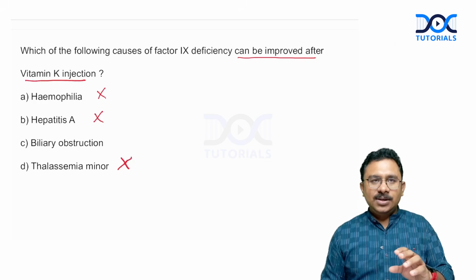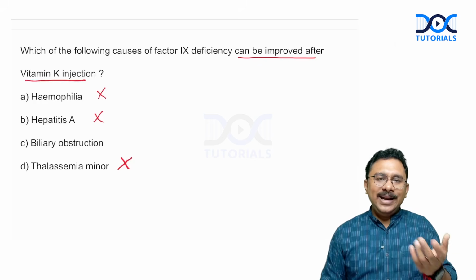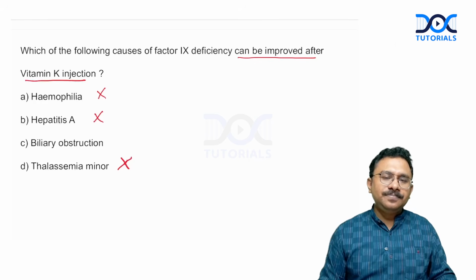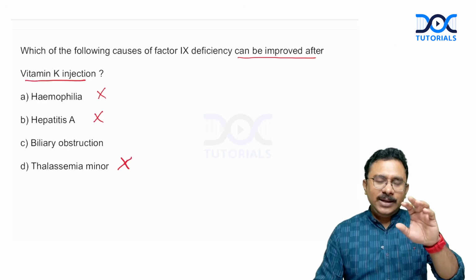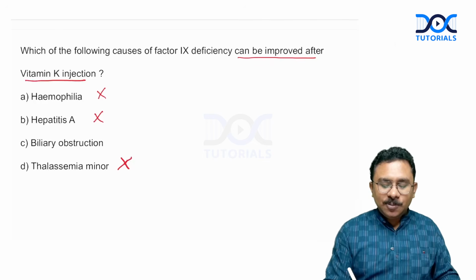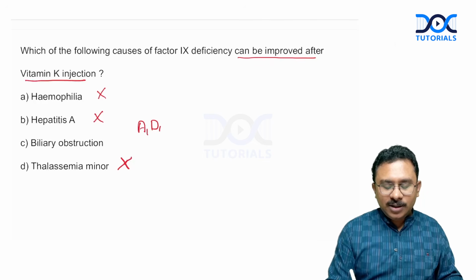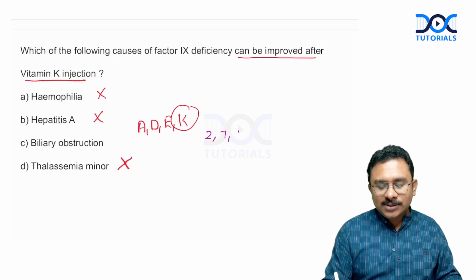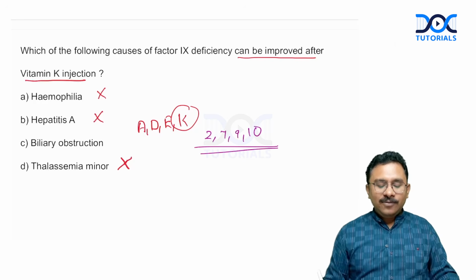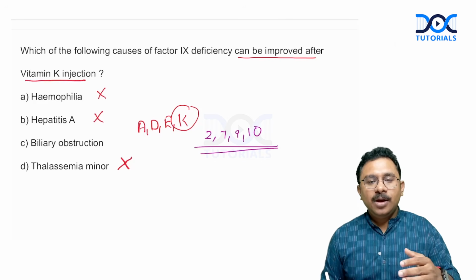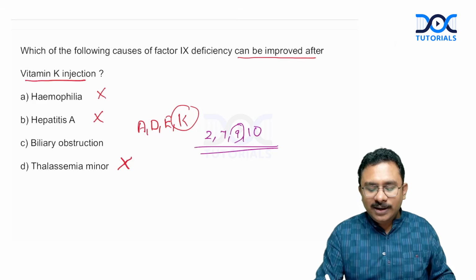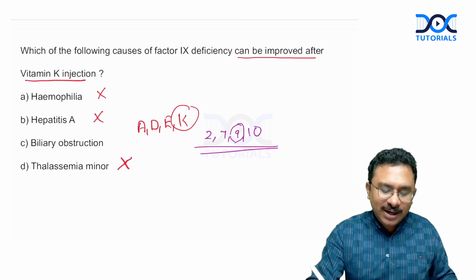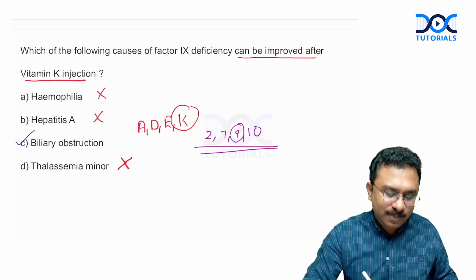But in biliary obstruction, I've told you in the module on malabsorption as well, there is some sort of biliary obstruction that takes place. When there is a biliary obstruction, there can be fat malabsorption. There can be malabsorption of the fat-soluble vitamins like A, D, E, K, and the vitamin K dependent clotting factors are 2, 7, 9, 10. So when you have biliary obstruction, there is a chance of vitamin K deficiency, and subsequently the clotting factors 2, 7, 9, 10 can be affected, for which you can definitely give a vitamin K injection and there can be improvement as well.